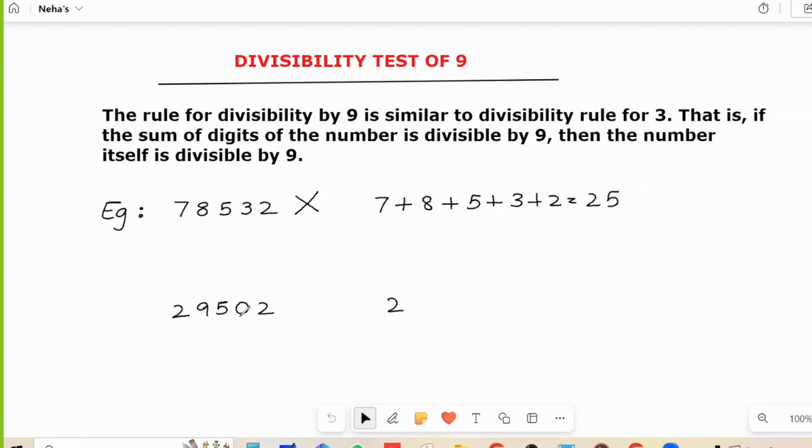We will add all the digits given in the number, that is 2 plus 9 plus 5 plus 0 plus 2. This will give us the sum as 18. As we know, 18 is divisible by 9. Hence, this number 29,502 is divisible by 9.